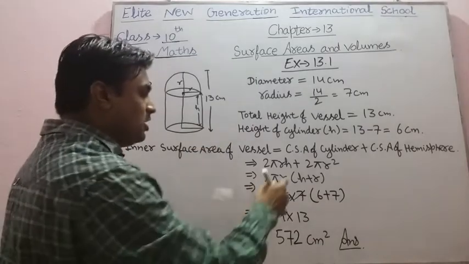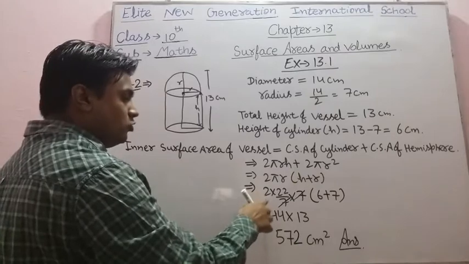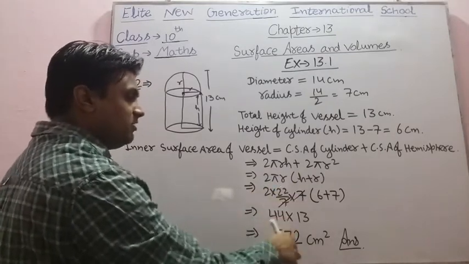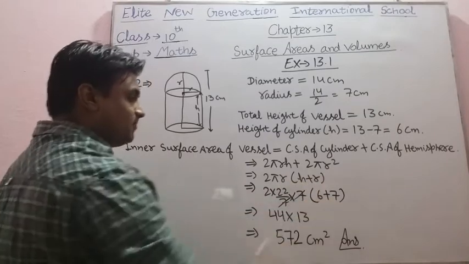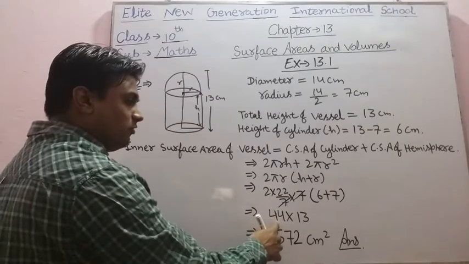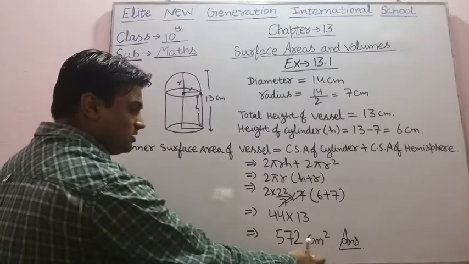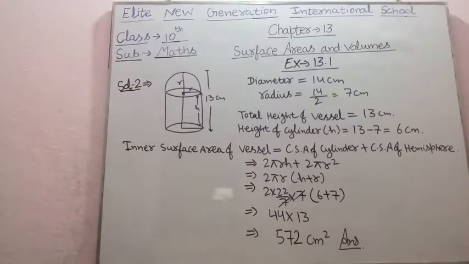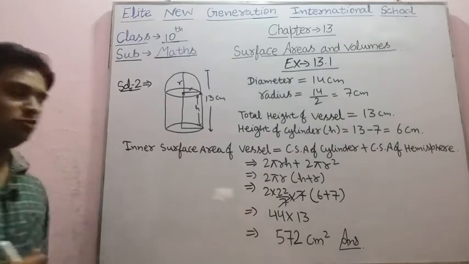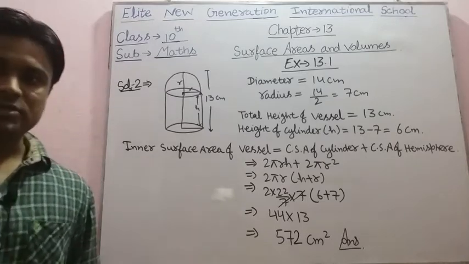So by adding them, here 2 pi r can be common, so it will be 2 pi r (h plus r). Now here, in place of pi we can write 22 upon 7, into 7, the radius is 7, so h is 6 and plus 7. Now 7 will cancel by 7, 2 into 22 will be 44 and 6 plus 7 will be 13, 44 into 13 will be 572 centimeter square. So here the inner surface area of the vessel is 572 centimeter square. So in this way we can do this question. Now after this, see the next question.